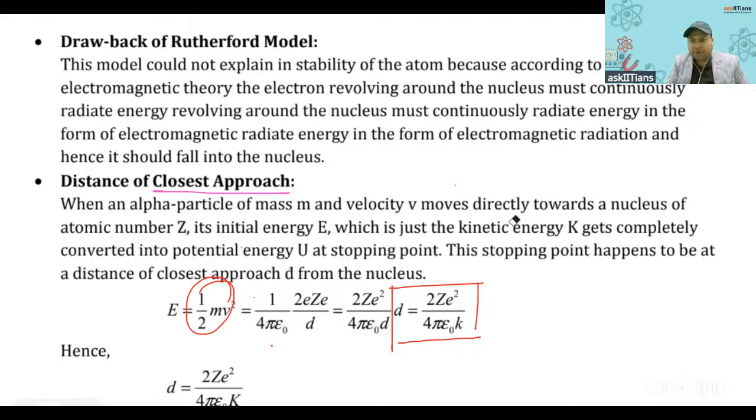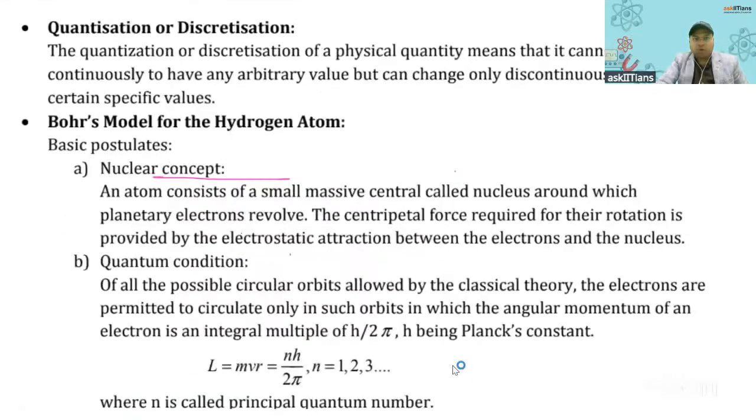What happens to m and v here? M and v are written as K, kinetic energy. This K is kinetic energy. You can put half mv square also, but you can put that as kinetic energy. Okay, so let's move forward.